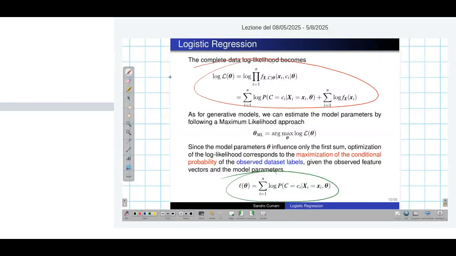Then the log likelihood becomes a sum of the log posterior probabilities computed for the samples in our dataset plus a log marginal that we can ignore, because if our goal is to maximize the log likelihood, the log marginal does not depend on the model parameters, so we don't really care about its value. Which means that the function that we maximize is the sum of the logarithm of the class posterior probabilities. We are maximizing the logarithm of the conditional probability of the observed classes given the corresponding sample.